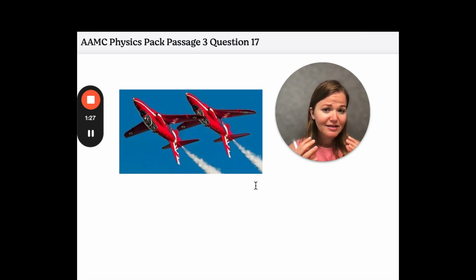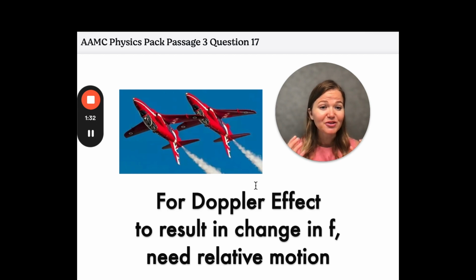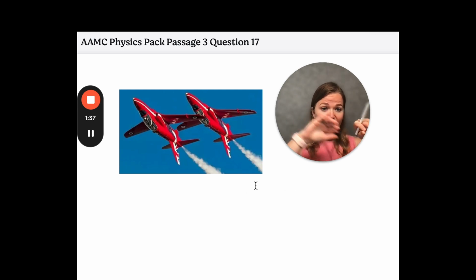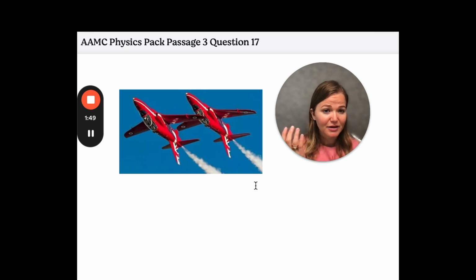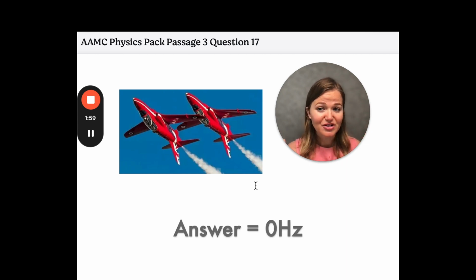So in this case, our jets are flying right next to each other. Now, remember we said for the Doppler effect, you need relative motion. So, for example, you need to have one plane flying away from the other plane, or both planes flying in the same direction, but one plane flying much faster than the other plane, right? In this case, the thing that's measuring the wave is right next to the thing that's releasing the wave. And because of that, there's going to be no change in frequency at all. So this is sort of a trick question. The answer is A, 0 hertz of frequency change.